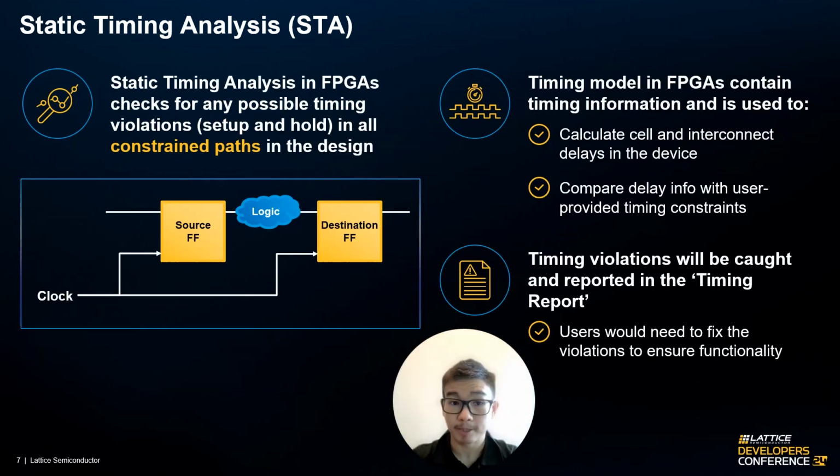Just like what we discussed earlier, static timing analysis in FPGA checks for both setup and hold time requirements in all constrained paths in the design to verify if there are any possible timing violations. This is made possible by the usage of timing models in the target FPGA devices, which contain all the cell and interconnect delays. These delays are then compared with the user-provided timing constraints. Any timing violations will be flagged and reported by the tool in the timing report. Considering the constraints are done sufficiently and correctly, users will need to fix these timing violations to ensure that their circuits are behaving as expected.